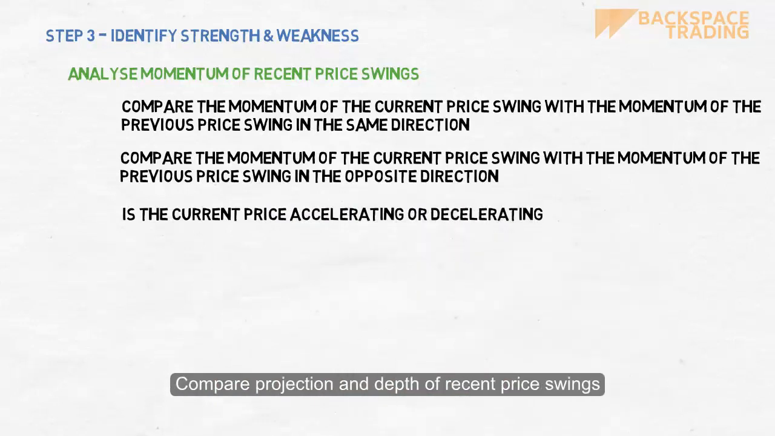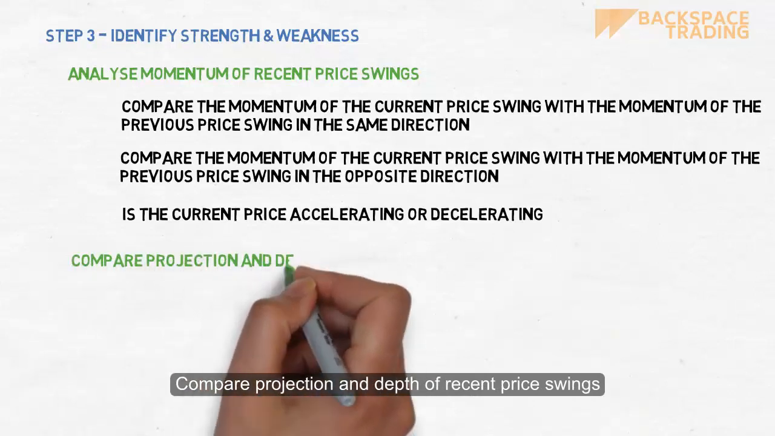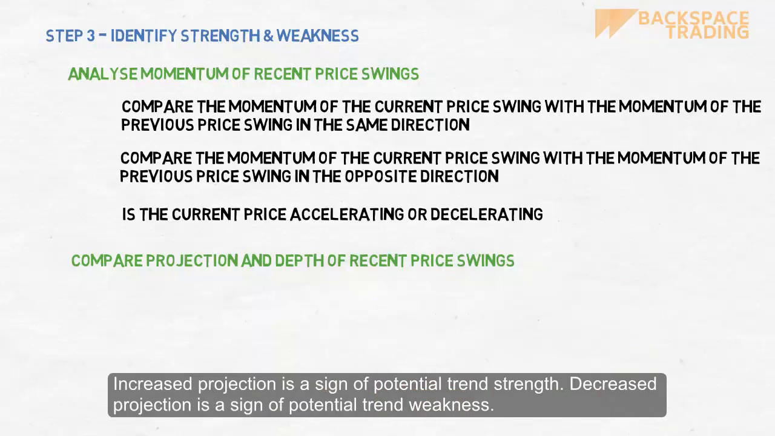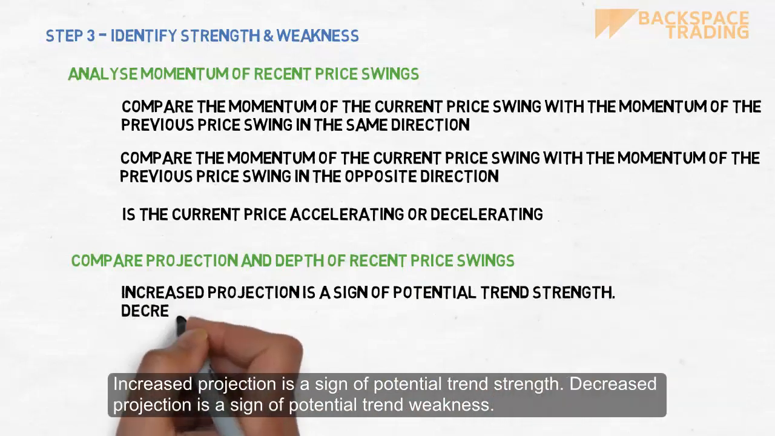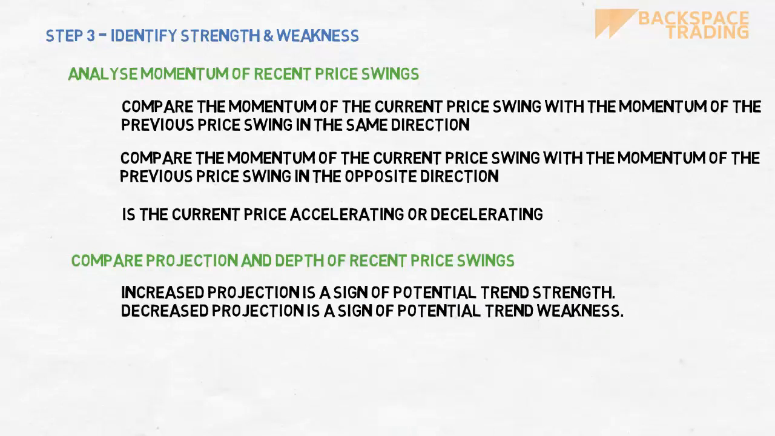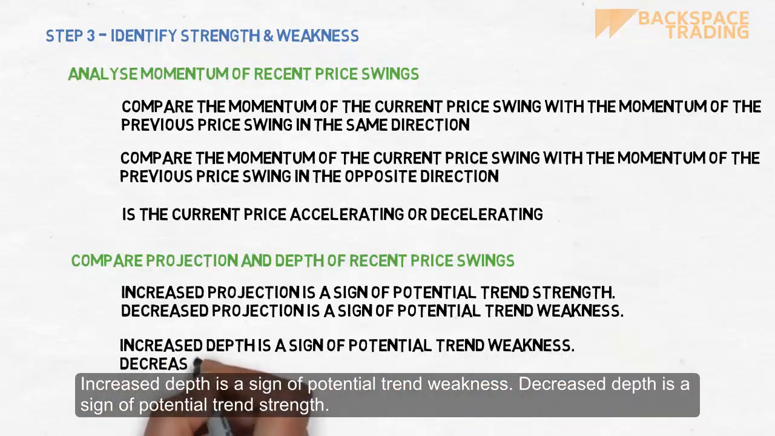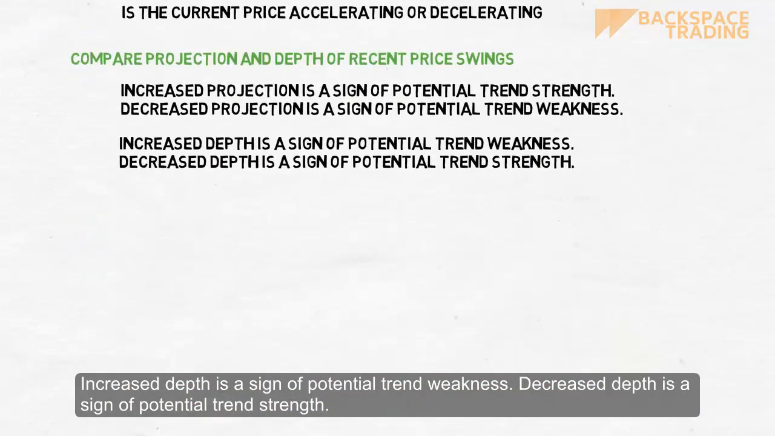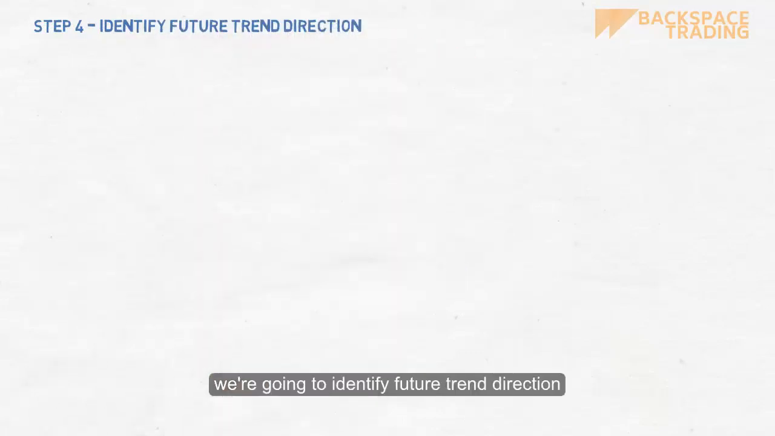Apart from momentum, we are supposed to compare the projection and depth of recent price swings as well. Now you have seen the chart. Increased projection, what does it say? It is potential trend strength, right? And decreased projection is trend weakness. The same goes for depth. Increased depth is a sign of potential trend weakness, and decreased depth is a sign of potential trend strength. Correct? Moving to step 4, we are going to identify future trend direction.